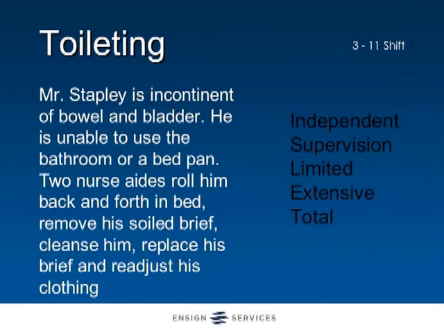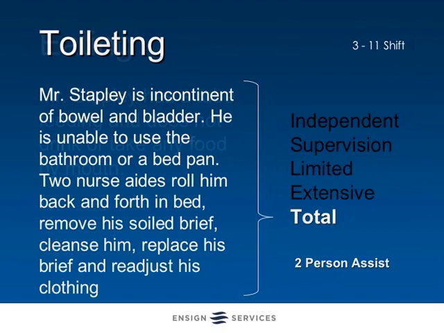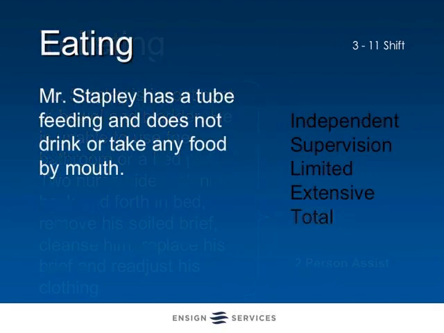Now toileting. Mr. Stapley is incontinent of bowel and bladder. He is unable to use the bathroom or a bedpan. 2 nurse aides roll him back and forth in bed, remove his soiled brief, cleanse him, replace his brief, and readjust his clothing. What do you think? Total. 2-person assist. Very good. Back to eating.